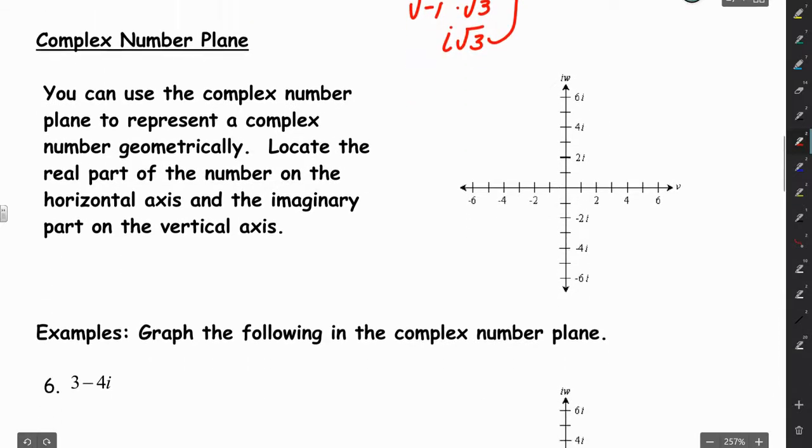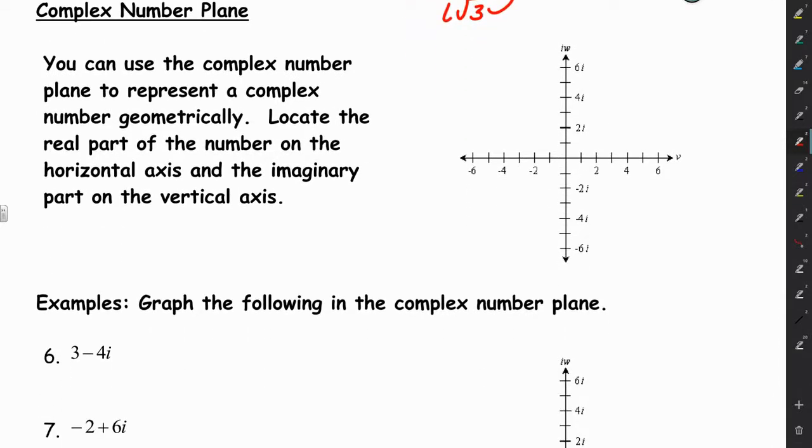Right, now let's take a look at the complex number plane. You can use a complex number plane to represent a complex number geometrically, just like we would a real number on the real number coordinate plane. Locate the real part of the number on the horizontal axis and the imaginary part of the number on the vertical axis. So let's make a note here. This is the real axis, and this is the imaginary axis.